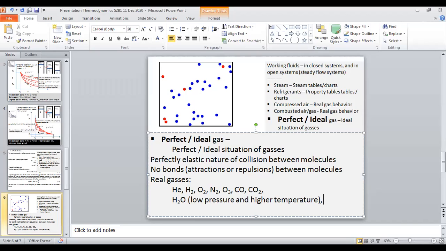There are applications in some systems too. To remove moisture, sometimes people operate vacuum pumps to maintain very low pressure so that the moisture is in very free molecular form. So even H2O is possible. So real gases.